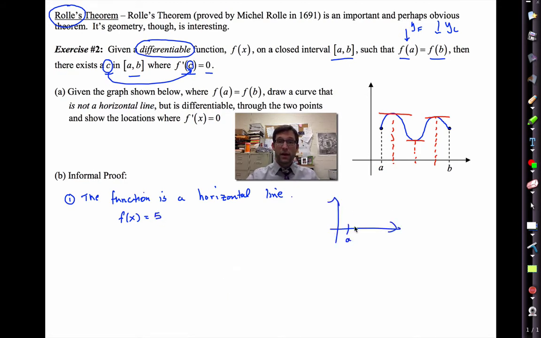I've got a and 5, and I've got b and 5, and there's my function. So of course f prime of x is 0. It's 0 everywhere, right? So that's not interesting. Then the second case is the function is not a horizontal line, right? Because those are your only two cases.